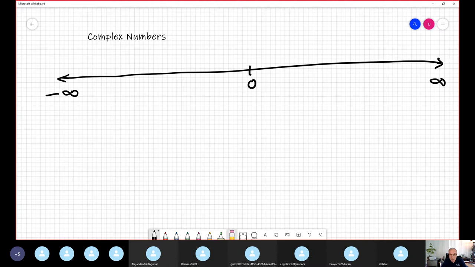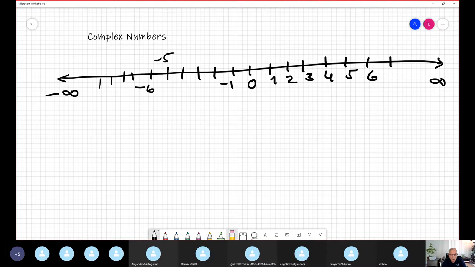By the way, this line is the real number line. It's 1, 2, 3, 4, 5, 6, and so on. And in the negative direction, negative 1, negative 2, 3, 4, 5, 6, and so on to negative infinity. Suppose I try to compute the square root of a negative number, for example, the square root of negative 25. I want to prove that the solution here is not a real number. In other words, the solution never lies on this number line.